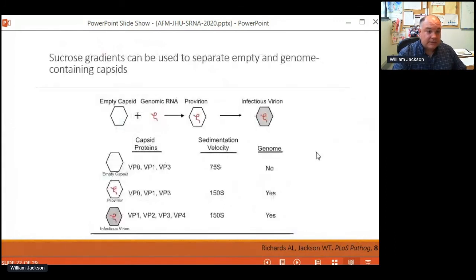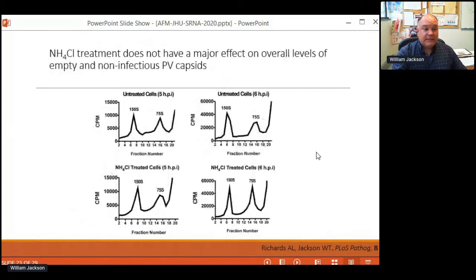And so we decided to look to see if we were getting the same number of capsids. We can get both empty and genome-containing capsids, and we can separate them because the RNA changes their sedimentation velocity, so we can find the empty capsids and the capsids that have RNA. When we did this experiment, I'll just tell you, we did not see a major effect on whether there were capsids that were empty or capsids that have RNA.